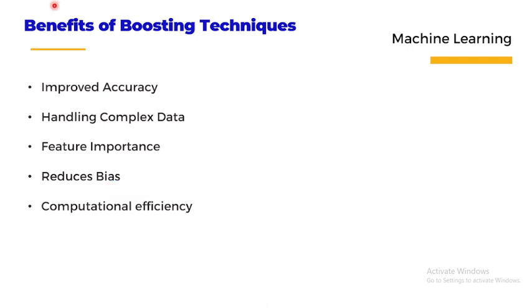And the last one is computational efficiency. Here the boosting algorithm prioritizes the features, and that increases the predictive accuracy during training, and it can help to reduce the data attributes and handle large data sets efficiently. So this is how boosting helps in increasing the accuracy.